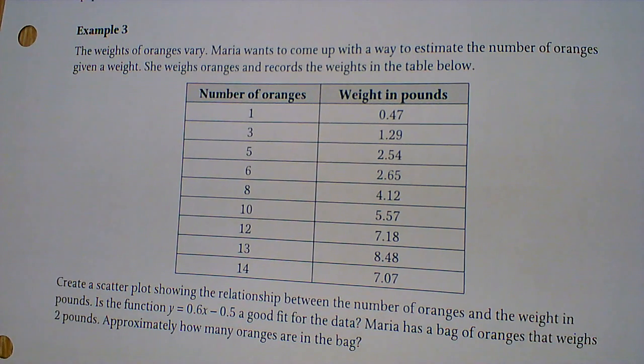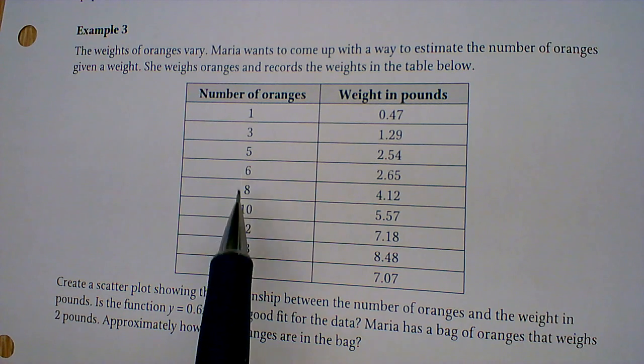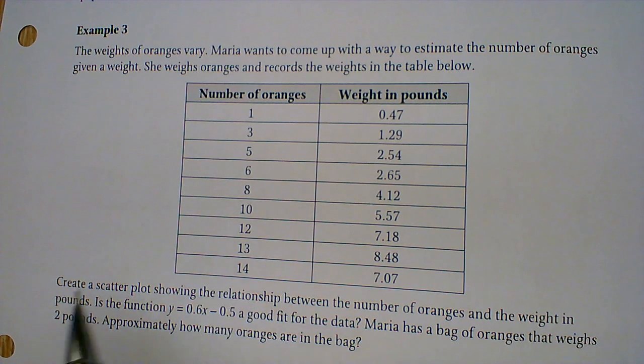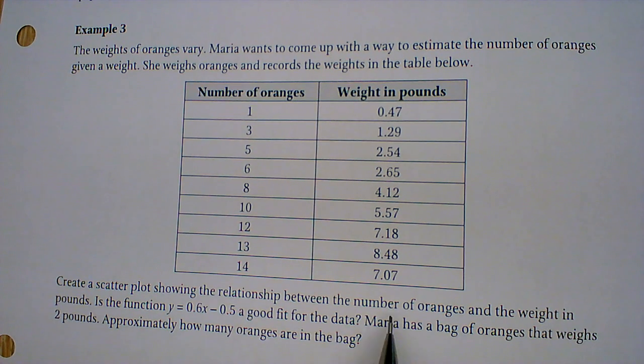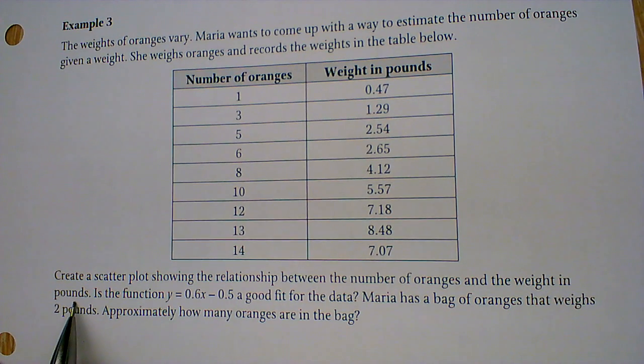For the rest of your homework tonight, I want you to complete example 3. It says the weights of oranges vary. Maria wants to come up with a way to estimate the number of oranges given a weight. She weighs the oranges and records the weights in the table below. Create a scatter plot showing the relationship between the number of oranges and the weight in pounds. So go ahead and make that graph tonight.